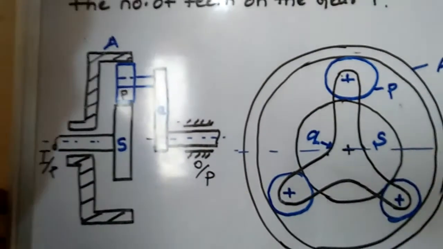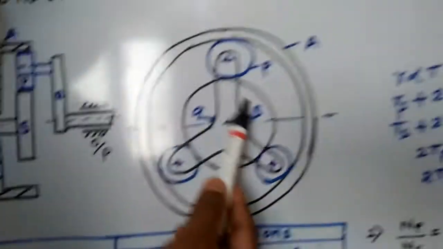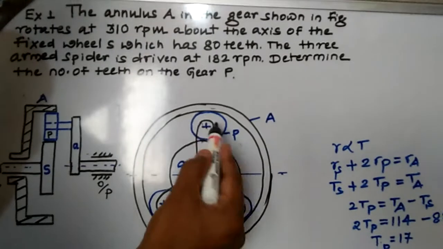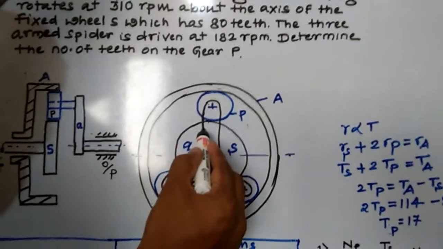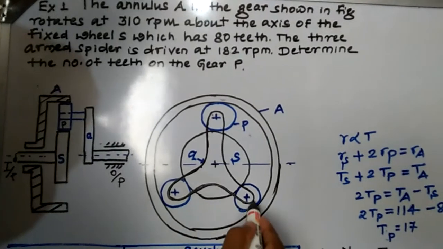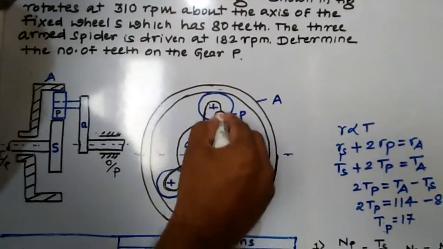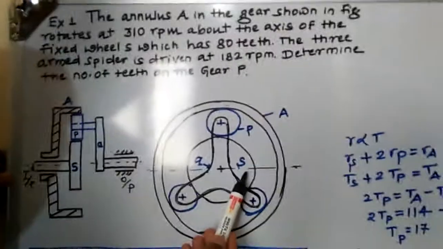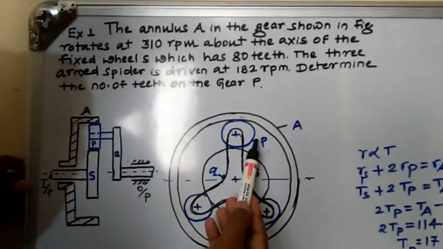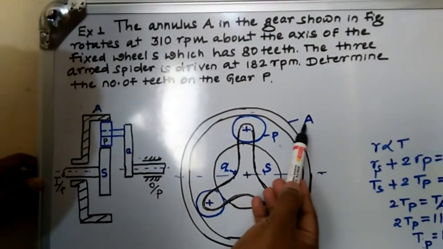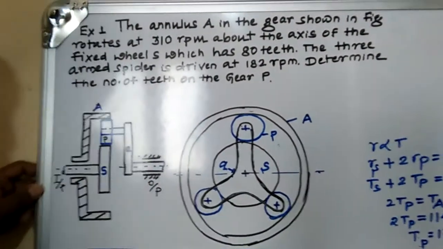Okay, this is a sectional view. Three-armed spider means it looks like this. I have drawn it in black. This is a three-armed spider. This is a side view. I have taken the sun gear as S, the planet as P, and the annulus gear as A. That is a sectional view only.